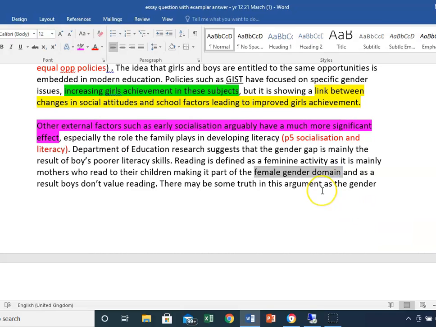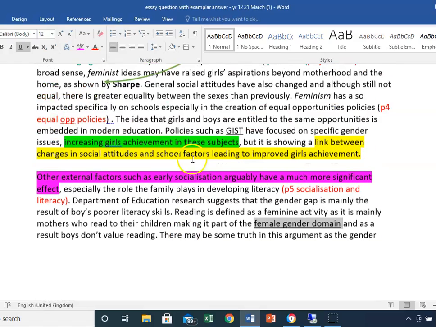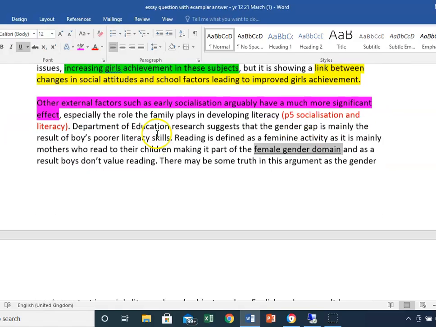So I'm glad to see some concept stuff in here. So gender domains. And as a result, boys don't value reading. There may be some truth in this argument. So this is starting to sound a lot more analytical than we've seen so far.